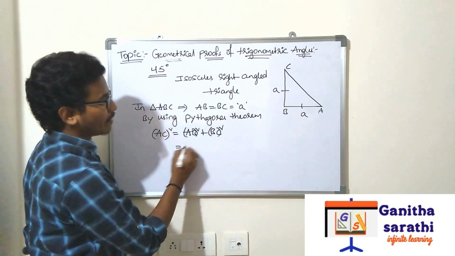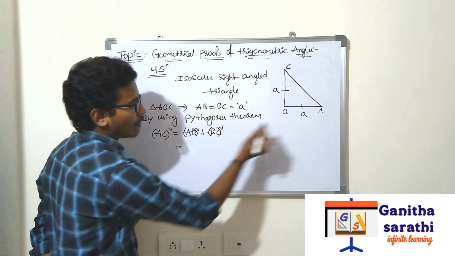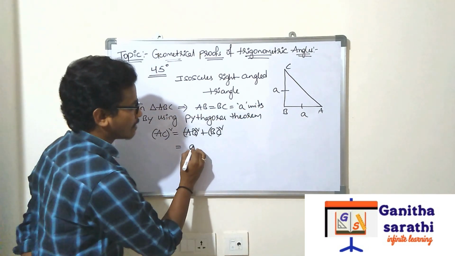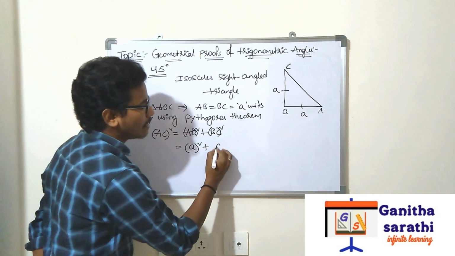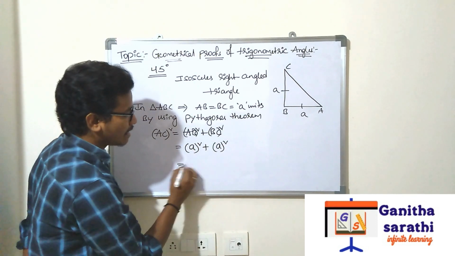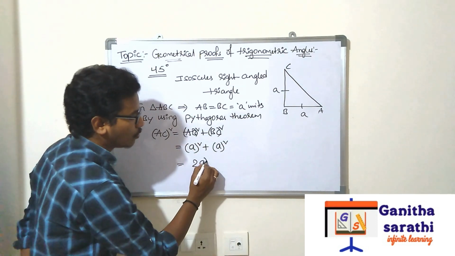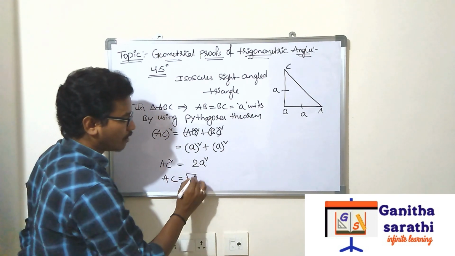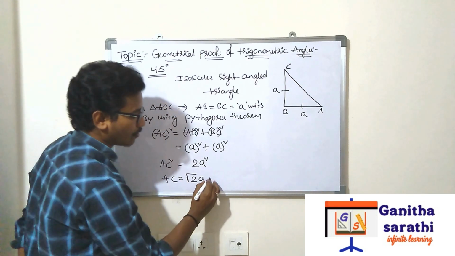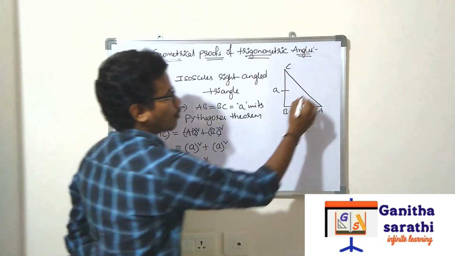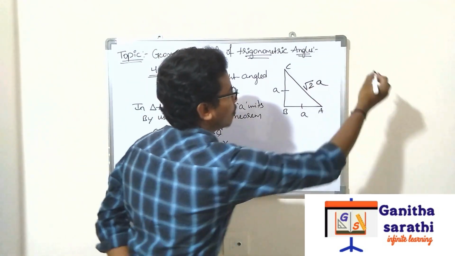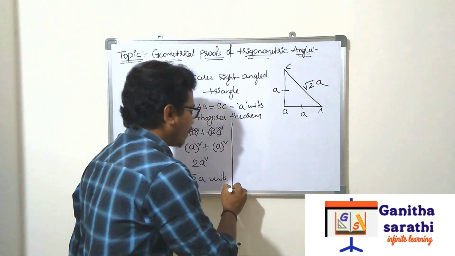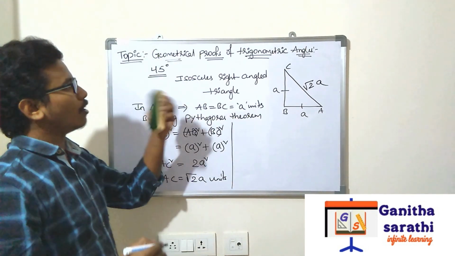AC square is equal to AB square plus BC square. What is the value of AB here? A units. A square plus BC is also A square. A square plus A square will give you 2A square. So if AC square is 2A square, AC is equal to root 2A units. So what is the value of the hypotenuse we got? Root 2A. So now we have to find the trigonometric ratios.